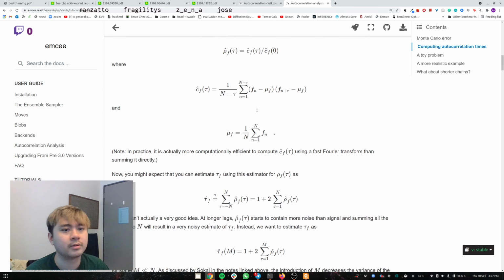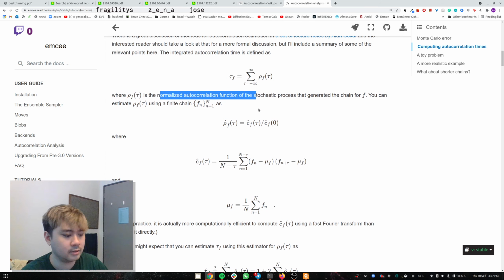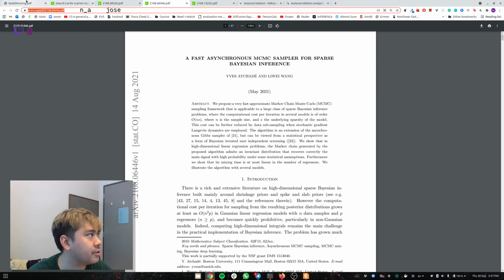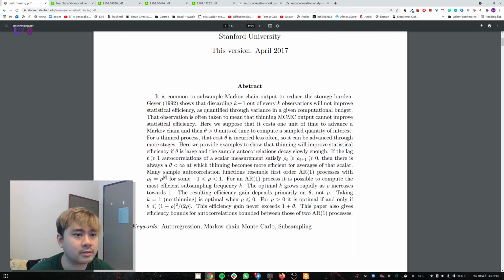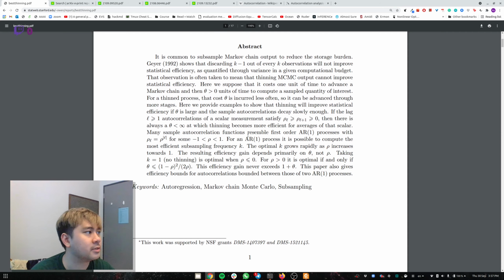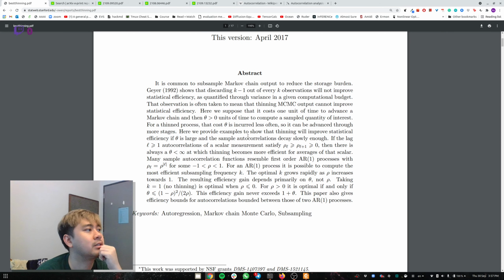How do I even go about doing this? I feel like the answer is actually somewhere here. Yeah, there's this paper about thinning. So I feel like I could actually probably look for the answer here, but I'm trying to see if I can come up with it on my own. Yes. Okay.